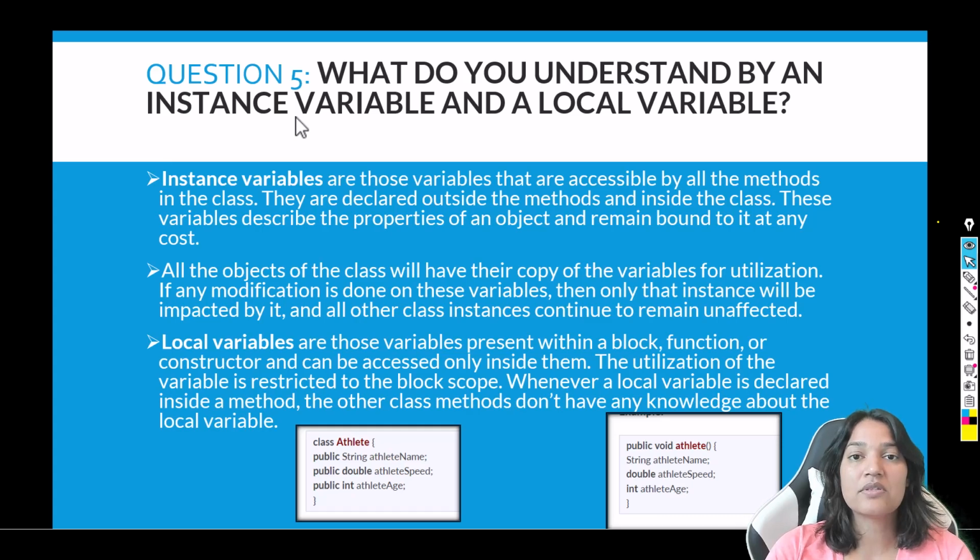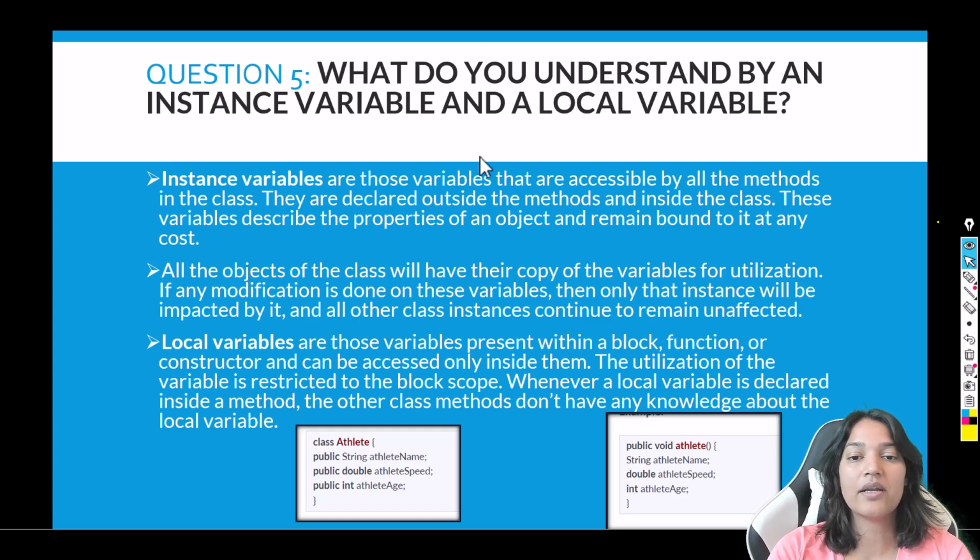Whereas the variables that are declared within a method or within a block of code are called local variables, and the age of that variable is from the starting point of that method till the end of that method. That is where that local variable will be available. Outside of the block, nobody knows about that local variable.